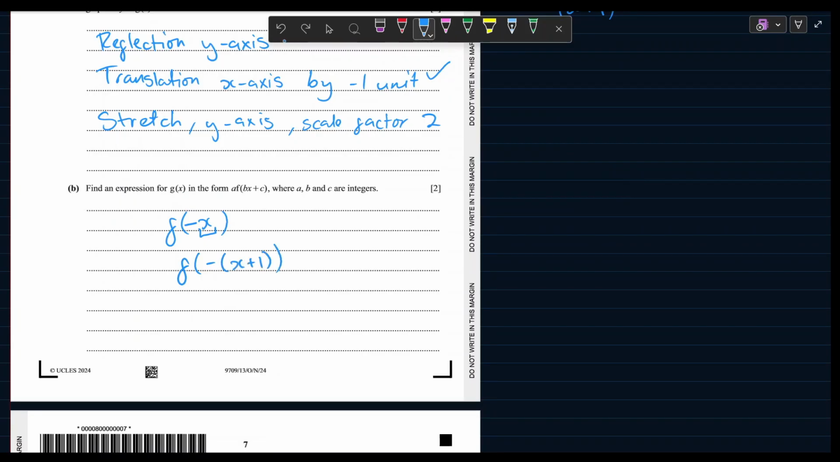All right. And then finally, we have the last transformation, which is a stretch in the y-axis by a scale factor of 2. So this just multiplies at the beginning here. And then just to make sure we've got it in the form that they're looking for, we can expand. So that's negative x, negative 1. And this is g of x. And that will be our final answer.